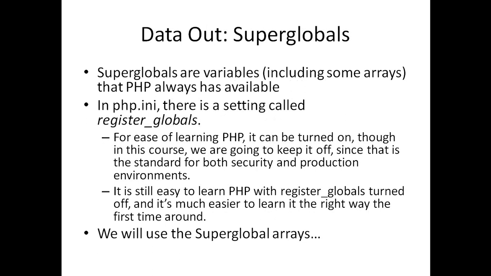Next, we'll talk about getting data out with superglobals. So superglobals are variables, including some arrays, that PHP always has available. In php.ini, there's a setting called register globals. We talked about register globals I believe in a few different units. For the ease of learning PHP, you can turn register globals on, though in this course, we're going to keep it off since that is a standard for both security and production environments.